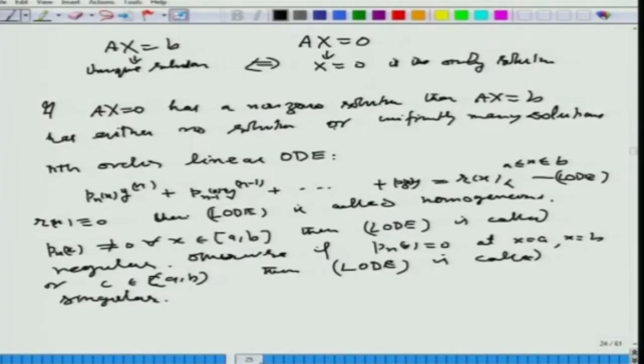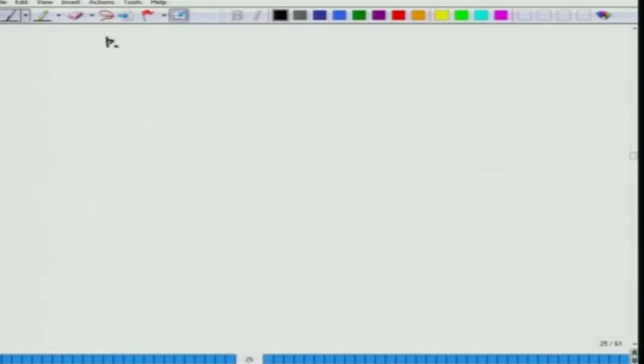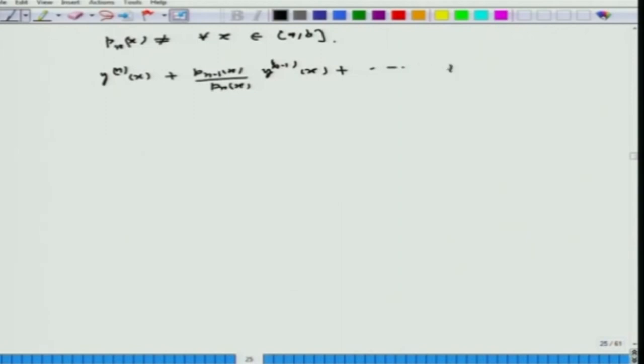Here we will be considering only the regular problems, so we assume that Pn(x) is not 0 for all x in [a,b]. Therefore, this equation can be written by dividing by Pn(x) throughout, and then we get y^(n)(x) + [Pn-1(x)/Pn(x)] y^(n-1)(x) and so on plus [P0(x)/Pn(x)] y = R(x)/Pn(x).